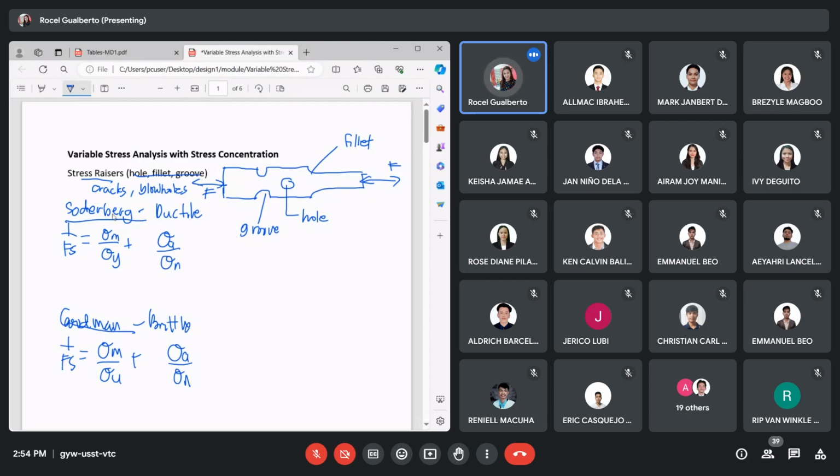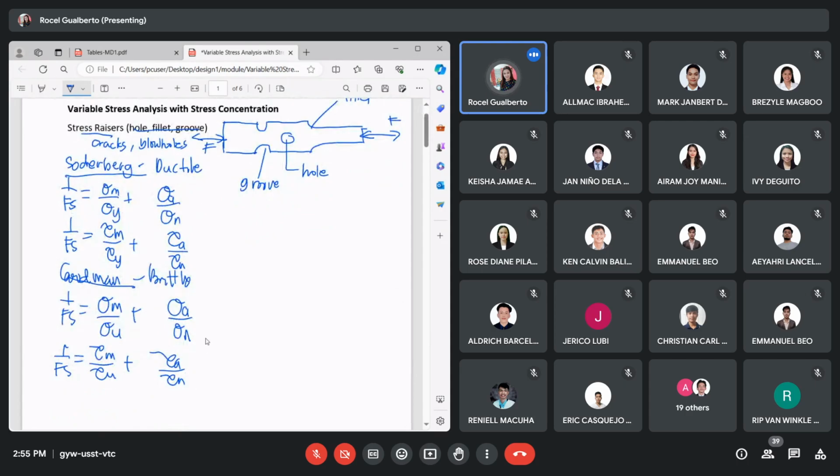Okay? And then, this has another form, yun pong in form ng tau. So, same format po ng equation, only lahat po ng sigma, palitan natin ng tau. Tau m over tau y plus tau a over tau n. Same thing with this. 1 over fs equal to tau m over tau u plus tau a over tau n. Okay? So, yan pa rin po yung ginagamit natin. Okay? Yung tau, again, is for shear and torsion at yung sigma is for axial at saka po bending and thin wall. Okay? So, yan po yung mga ginagamit po natin.